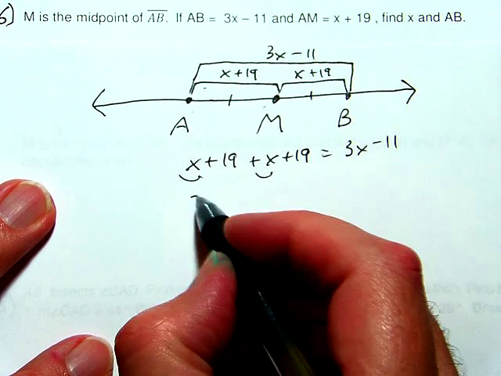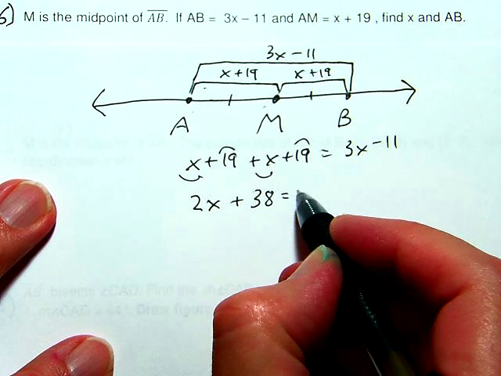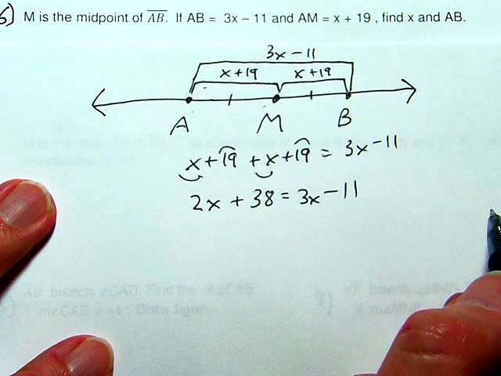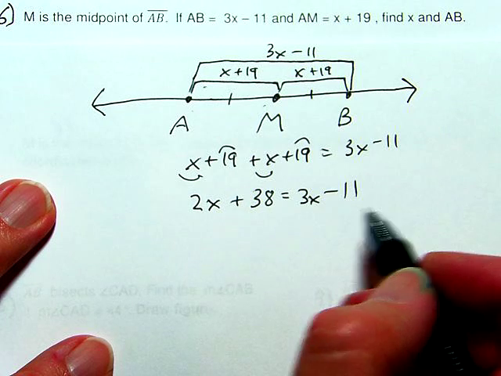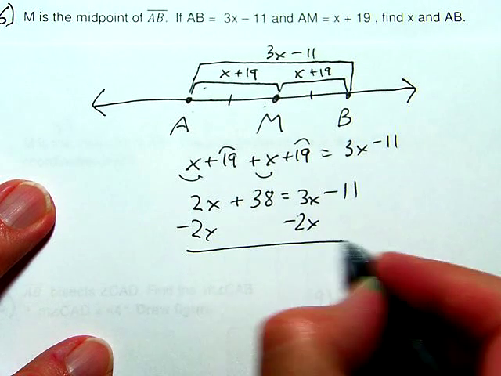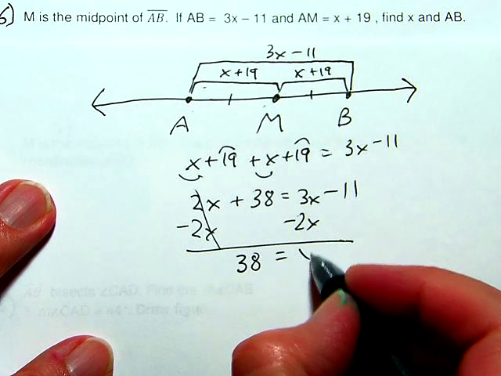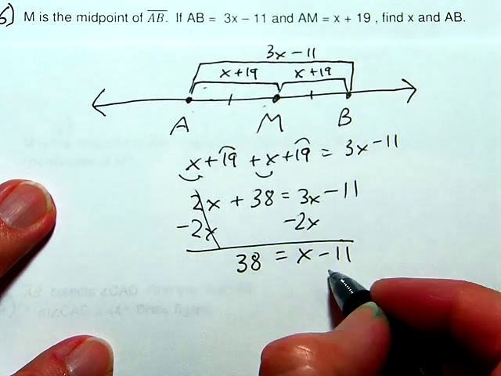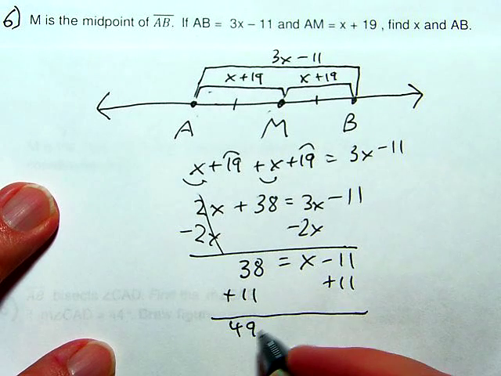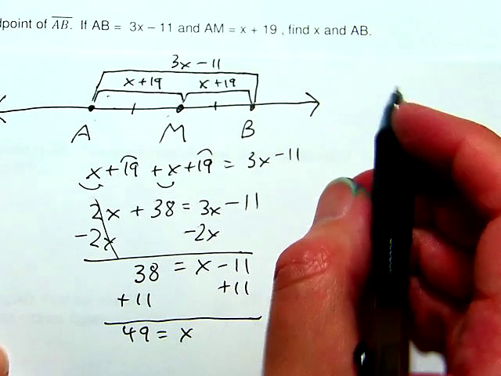Let's group like terms. 2x plus 38 equals 3x minus 11. Let's get the x's on the right side. So let me subtract 2x from both sides, which gives us 38, this canceling out. 3x minus 2x is x minus 11. And then let me add 11 to both sides to get the numbers on the left side. This gives us 49 is equal to x. So we've got our x value. x equals 49, so we're halfway there.